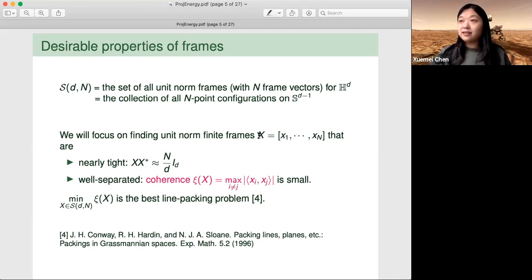Also, it's nice to rewrite my set of points as a matrix. So each point is going to be a column. So that's very conventional notation.